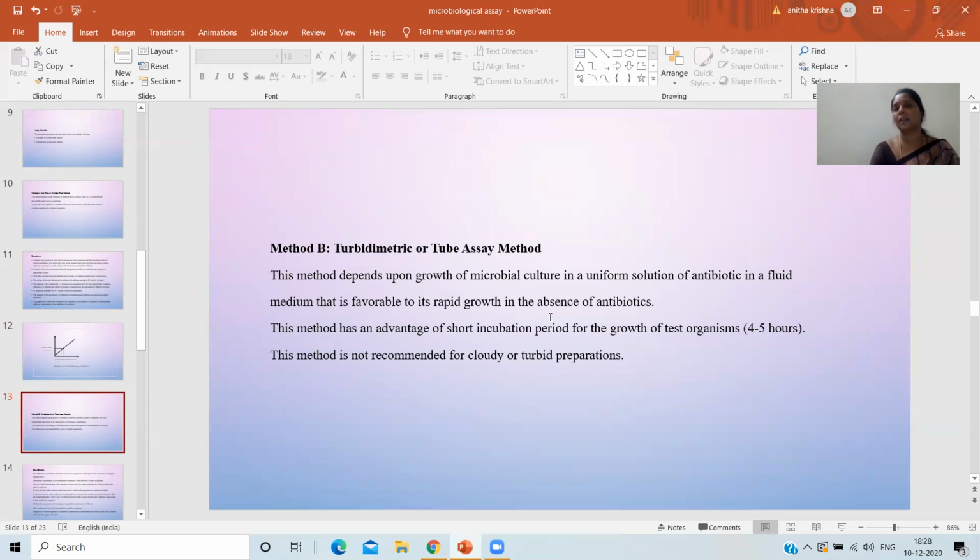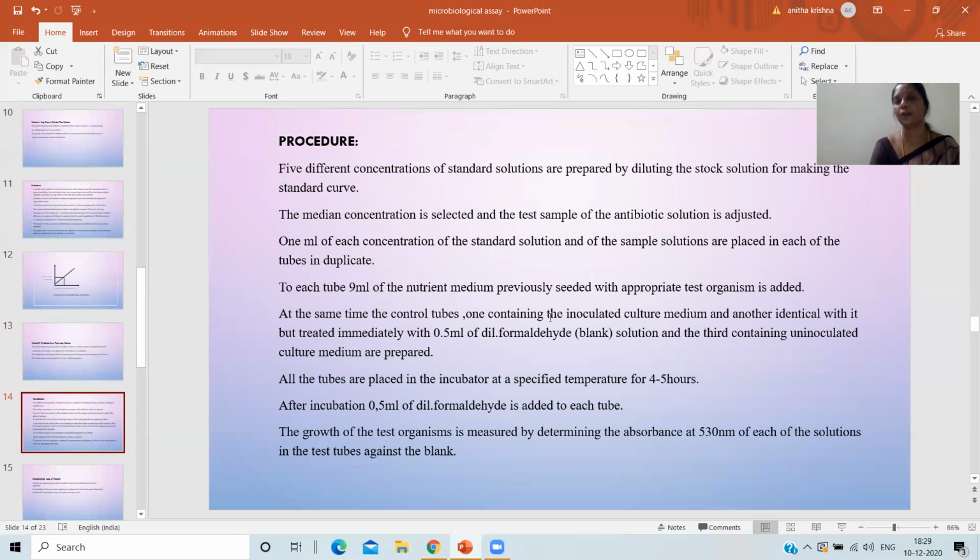And this method is not recommended for cloudy or turbid preparations, because turbidity can confuse you about the growth or colony formation. Now, how you perform it: you have to take 5 different concentrations of the standard solutions, by diluting with the stock solution that is prepared.